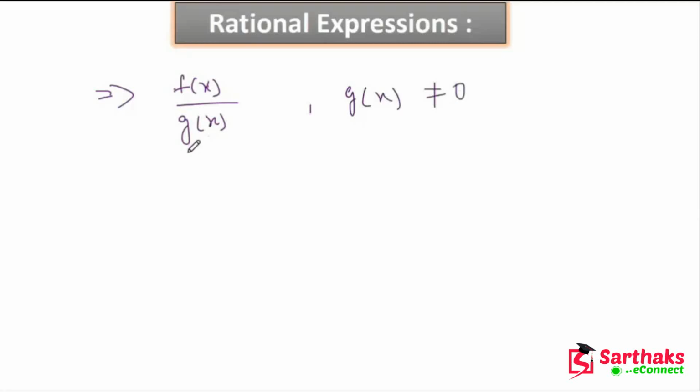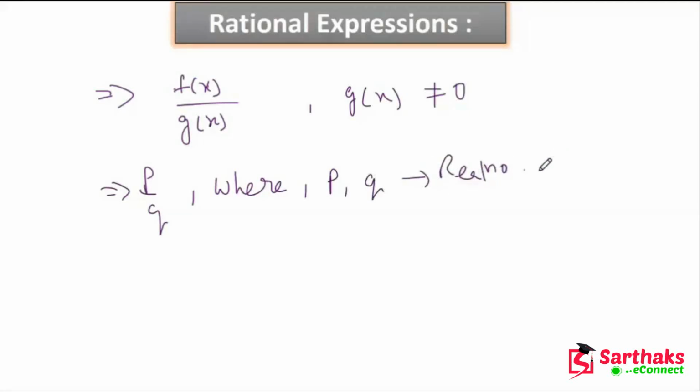Okay, so for any rational number of the form p upon q, where p and q belong to real numbers and q is not equal to 0, p and q are the numerator and denominator respectively. Even though p and q are integers, p upon q need not be an integer.